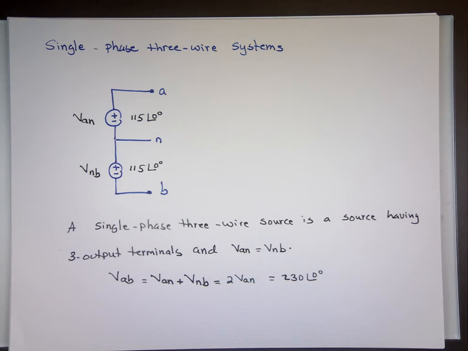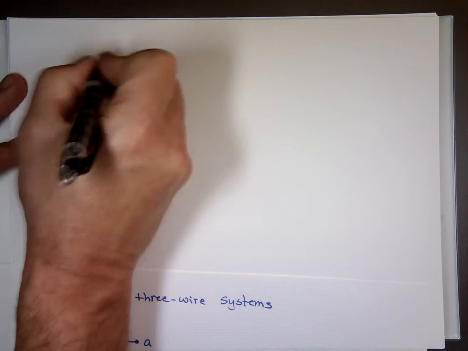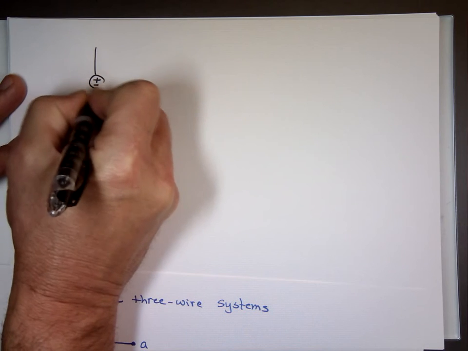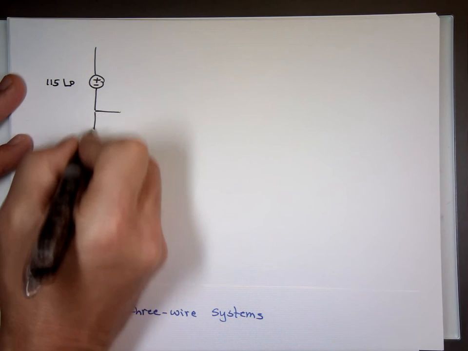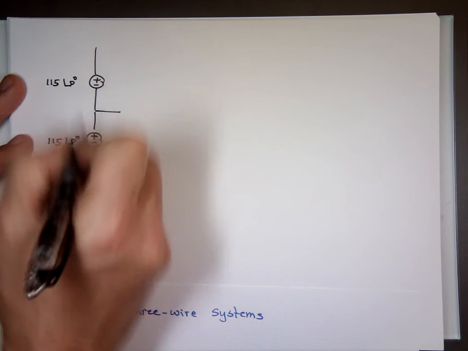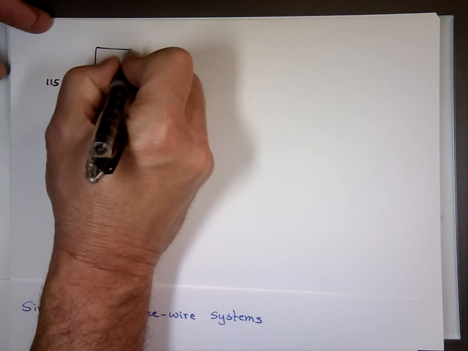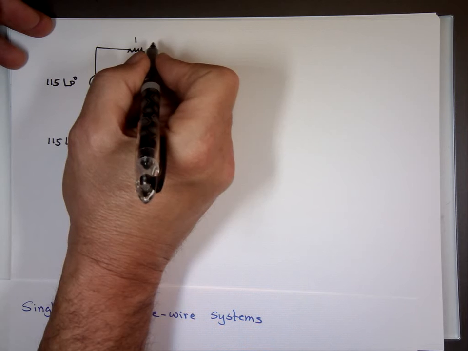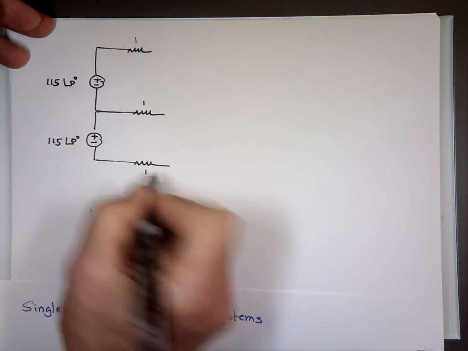Let's take an example on that. One problem that uses a single phase 3-wire system, and we'll use 115 angle 0. And let's put a 1 ohm resistor here. This is basically the resistance inside the wire, or the wire itself. It's not a perfect wire.